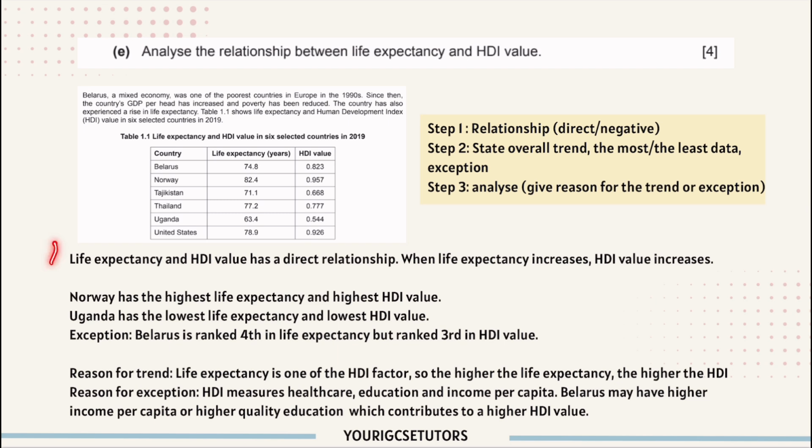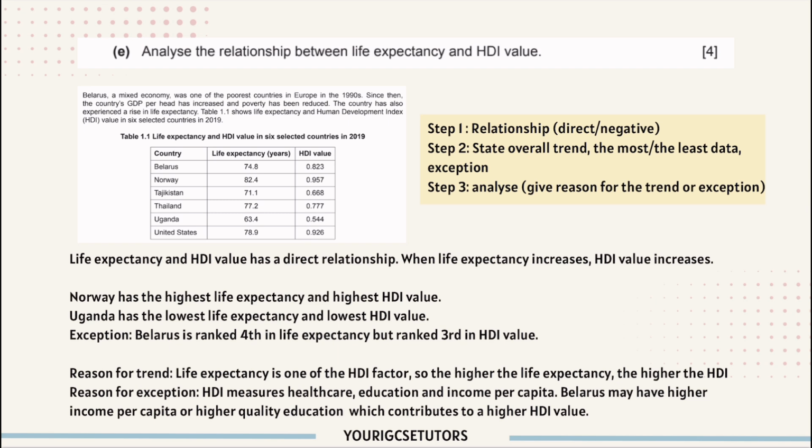So first step, life expectancy and HDI value have a direct relationship. You can further explain by saying when life expectancy increases, HDI value increases. Okay, and moving on to step 2. You state Norway has the highest life expectancy and highest HDI value. Uganda has the lowest life expectancy and lowest HDI value. And now we state the exception. I didn't write out the ranking, but you can look, and then you will find that Belarus is ranked 4th in life expectancy but ranked 3rd in HDI value.